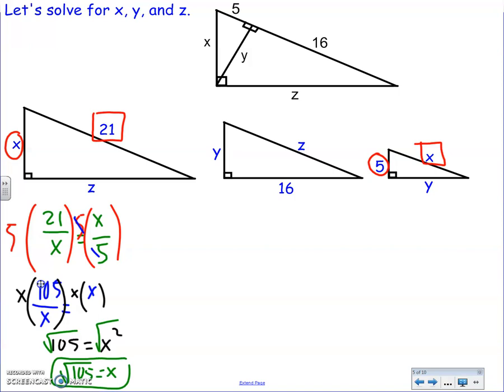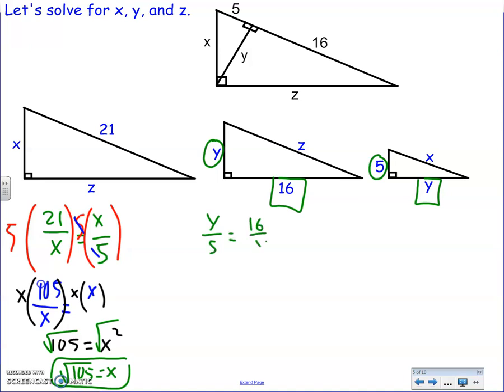All right, let's find y. Now, once I know x and plug it in, I can use it for any other pair if I want to, but I don't have to. Again, it's your choice. I'm going to avoid using it. So to find y, here's y. Y goes with 5, and this other y, because I'm trying to find y, goes with 16. All right, so I can say y over 5 equals 16 over y.